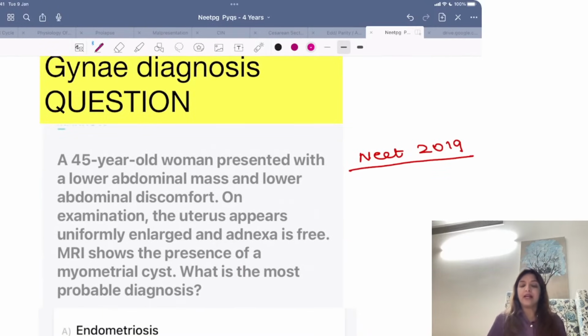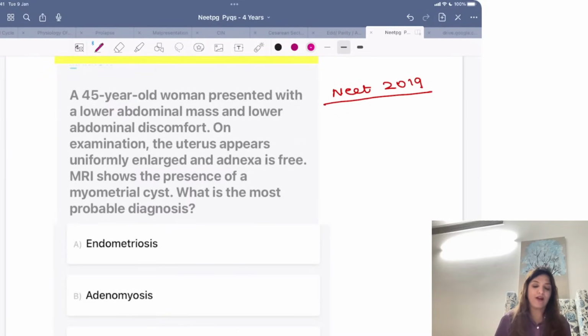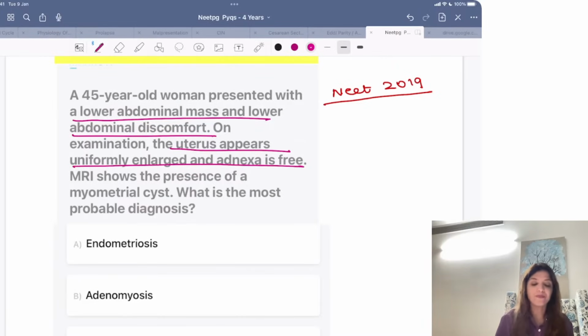Then in gynae, they are very fond of asking you questions related to diagnosis, where you have to diagnose the condition based on the clinical case which they have given you. So over here, a 45-year-old woman presented with lower abdominal mass and lower abdominal discomfort. On examination, uterus is uniformly enlarged and adnexa is free. MRI shows presence of myometrial cyst.